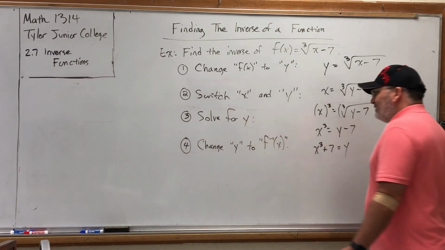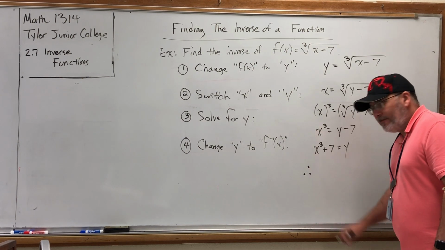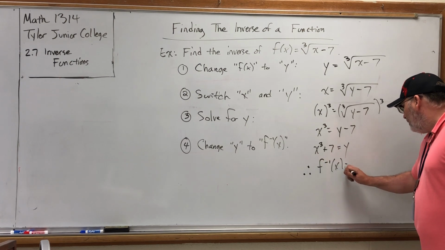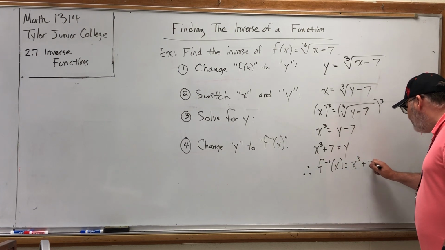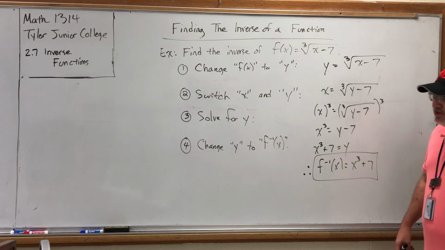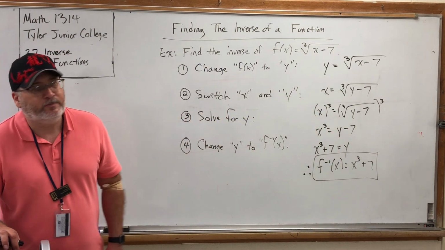In fact, now would be a good time to draw a conclusion. Here comes that 3-dot triangle that means the word therefore. Therefore, f inverse of x is equal to x to the third power plus 7. There's no need to substitute it and check. There's no need to check domains and ranges. I promise you, they are inverses.